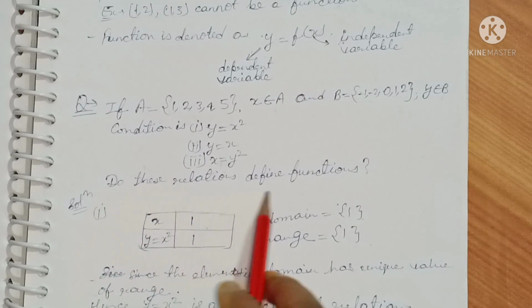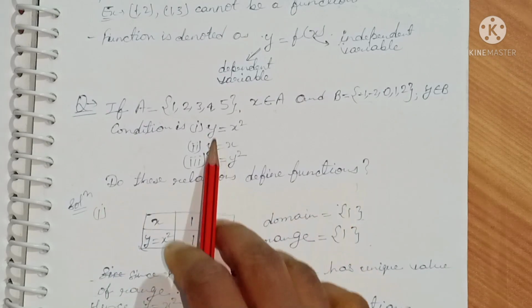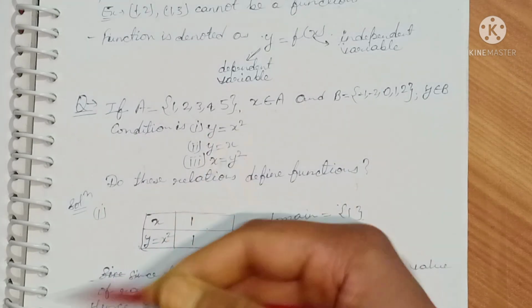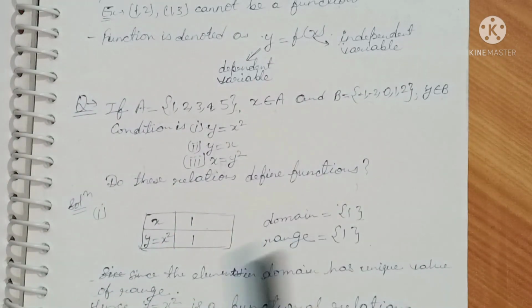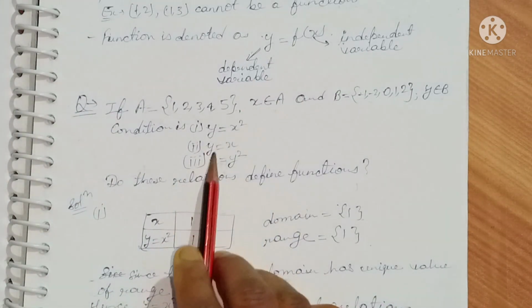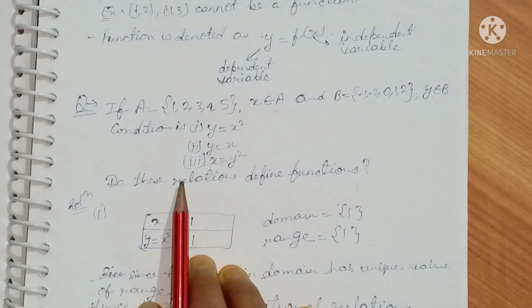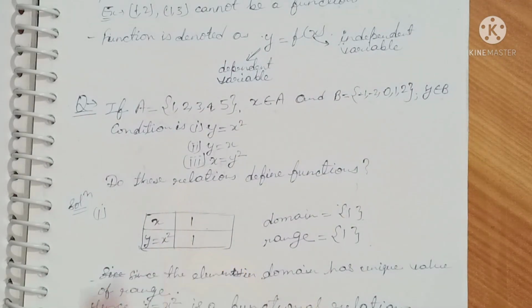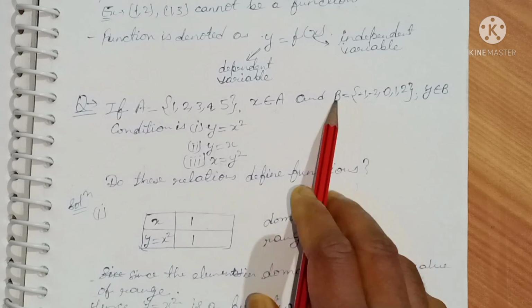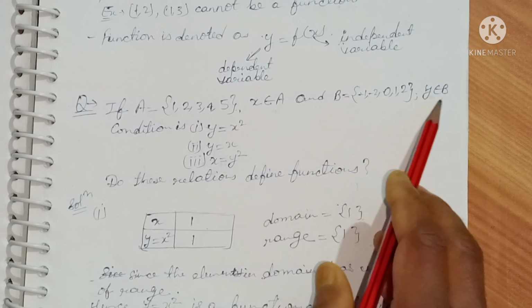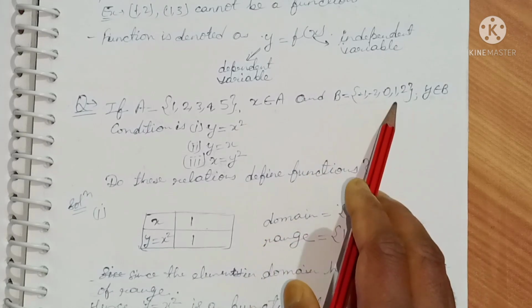Here: do these relations define functions? Whatever you write here, those conditions are called relations, but those limitations or conditions are not functions until the condition I just explained is satisfied. So first, the first condition: y equals x squared. Now we have to see y. Here you can see y belongs to B.